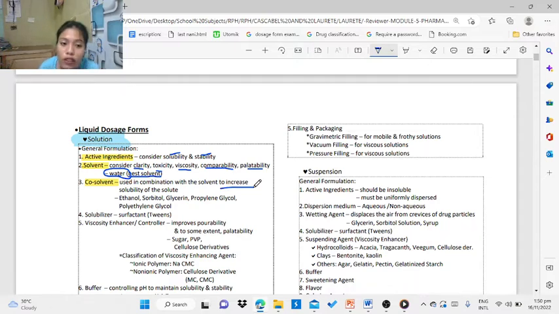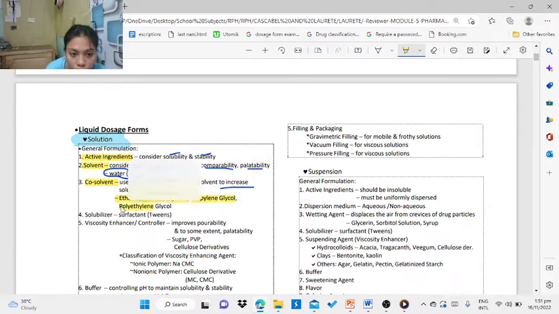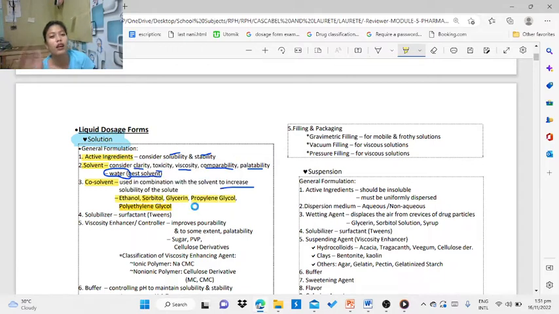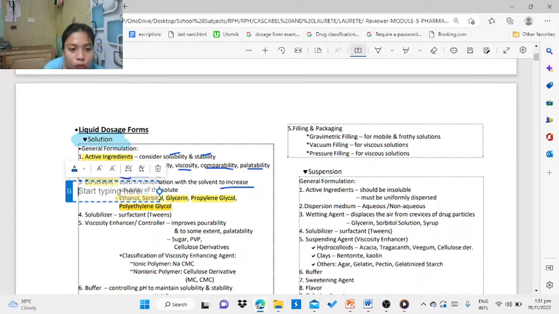For example, the co-solvents are ethanol, sorbitol, glycerin, propylene glycol, polyethylene glycol. Again, what are the co-solvents? Ethanol, sorbitol, glycerin, propylene glycol, and polyethylene glycol. Okay. ESGPG.